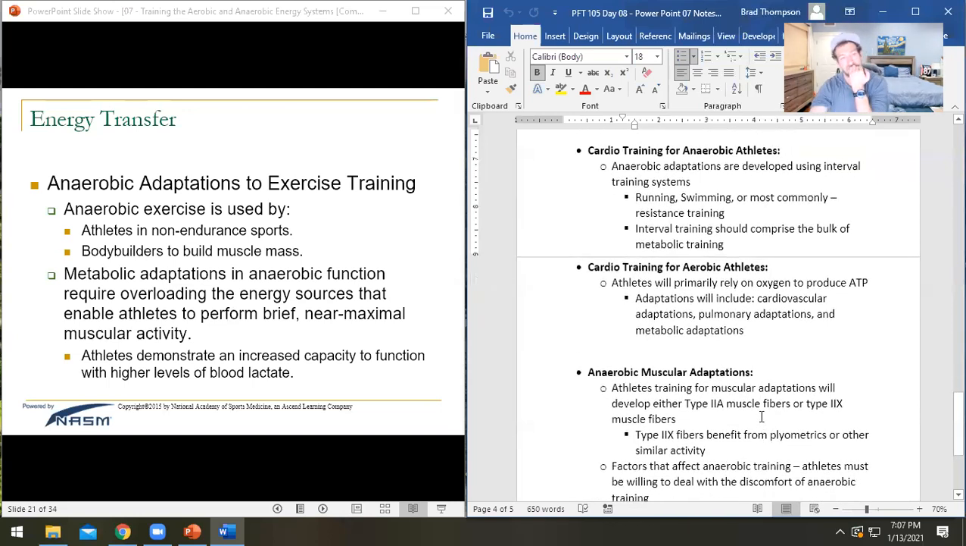All right. So let's go ahead and look at cardio adaptations here. We've been talking a lot about anaerobic or different types of adaptations. Let's look at cardio first, and then we'll look at strength training after that.